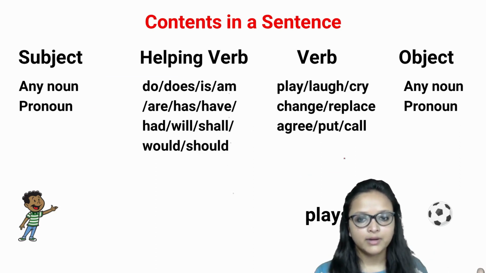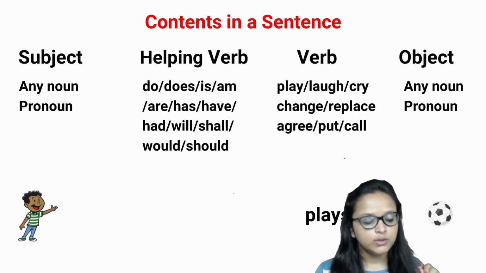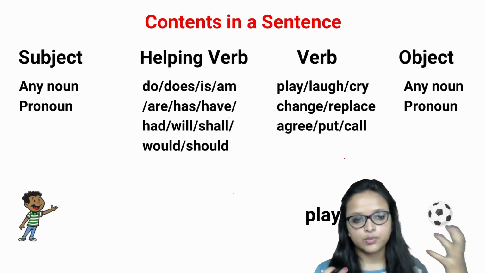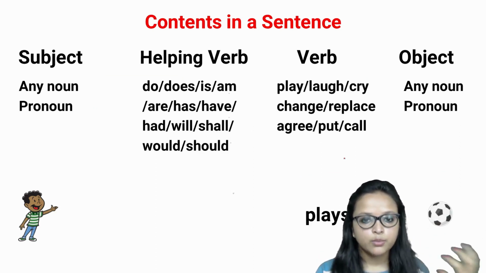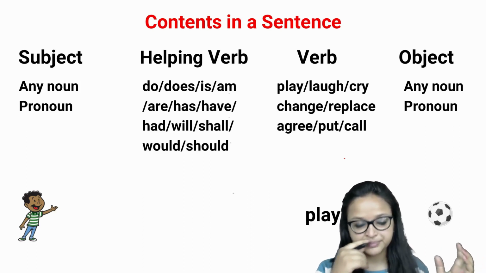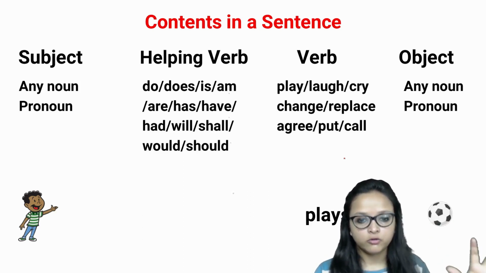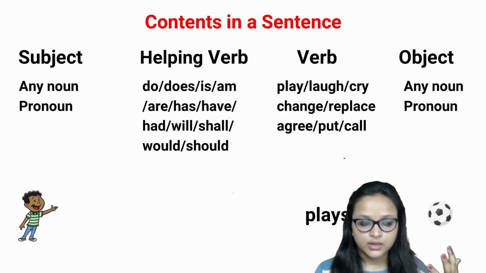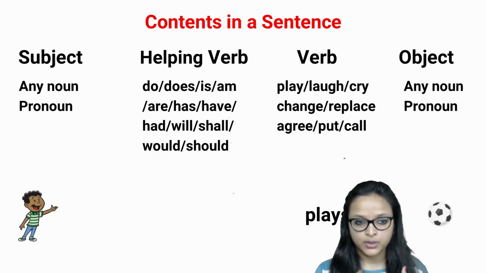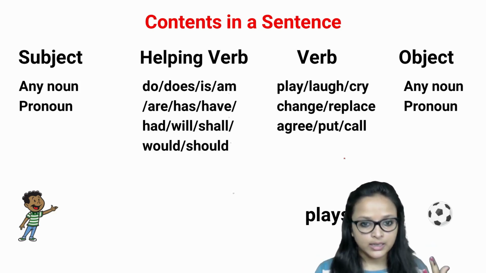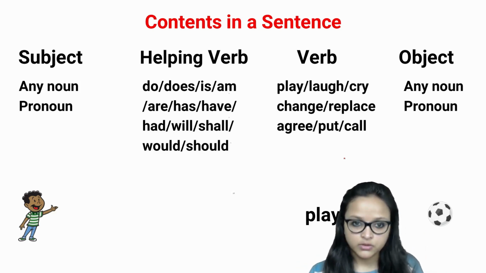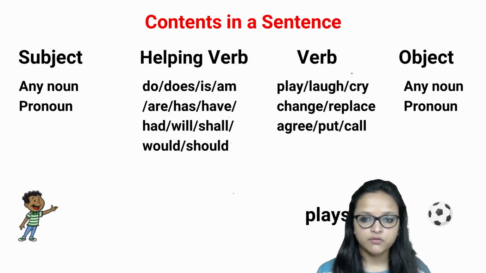What are the requirements to write a sentence? You need a subject. Subject is the person, any noun, any pronoun, anything that works as the doer of the activity. Right now, I am speaking. So I am the doer. I am the subject. Okay. I am speaking. Speaking is my verb. Speak is my verb.